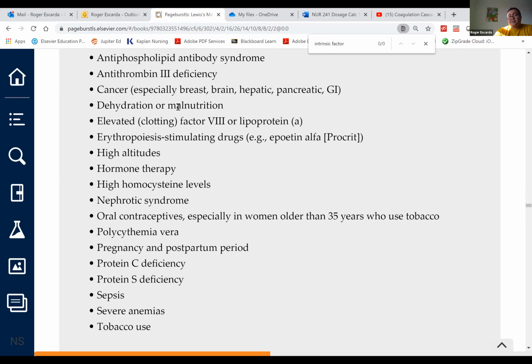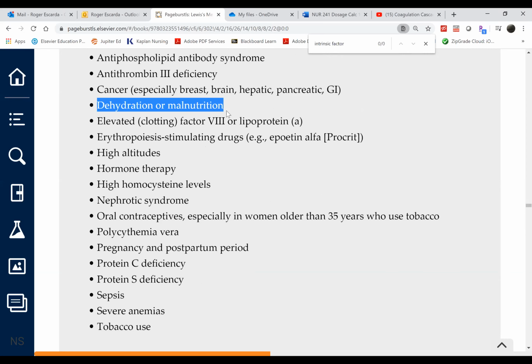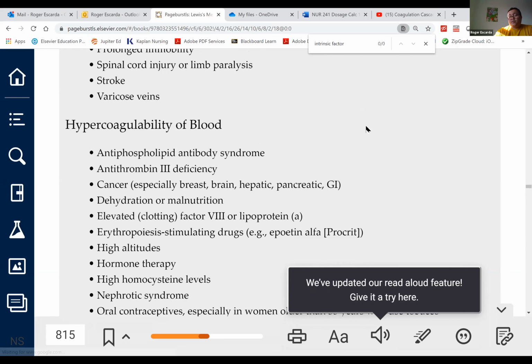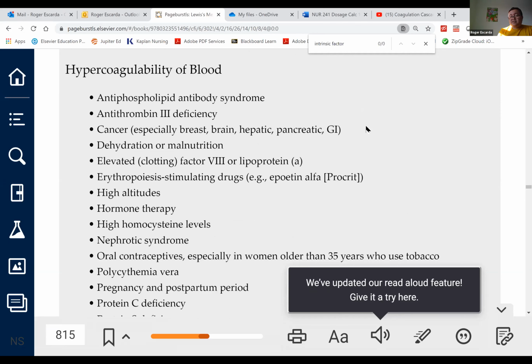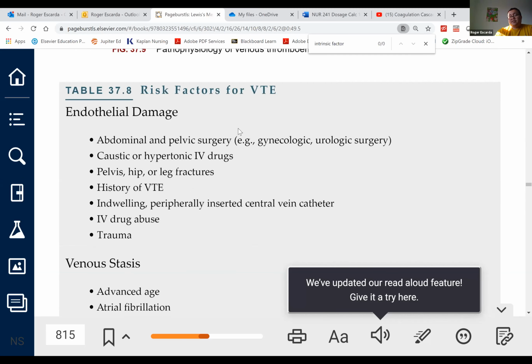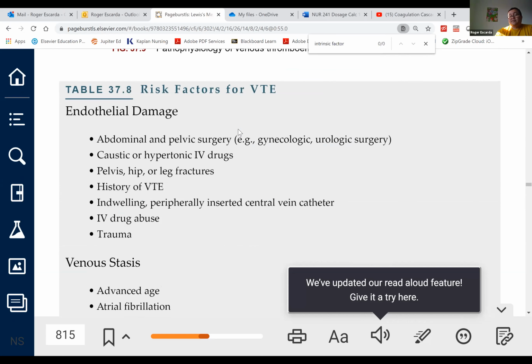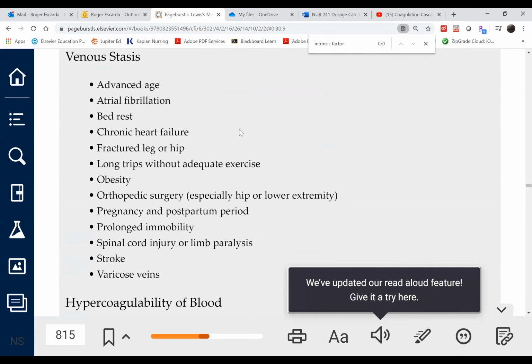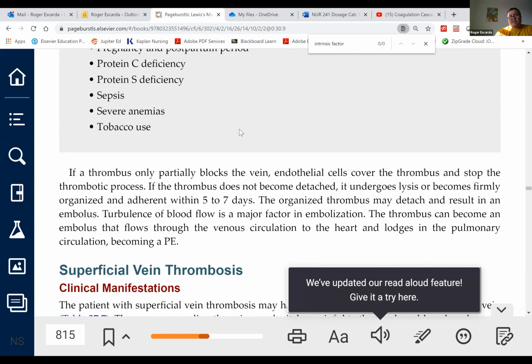So look at this. That puts you in a hypercoagulable state because you have dehydration. That means your blood has less fluid in it. That means your blood concentration is high, so it's likely for blood clots to form. So you can go down this list. This would be pretty much your DVT risk assessment tool. Any question? Nope. All right, so that covers our DVT risk assessment.